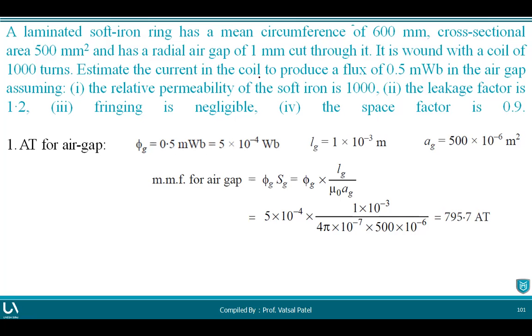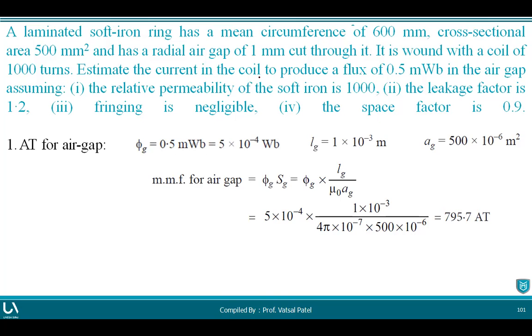We have to calculate the current in the coil that will produce a flux of 0.5 milliweber in the air gap. We assume the relative permeability of the soft iron is 1000. The leakage factor is equal to 1.2. The fringing is negligible here, and the space factor is equal to 0.9.